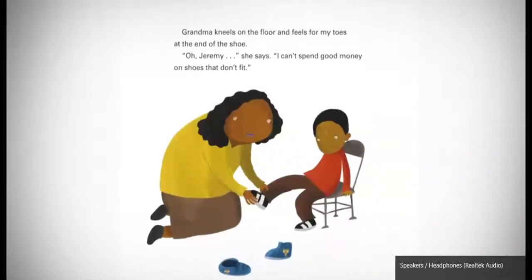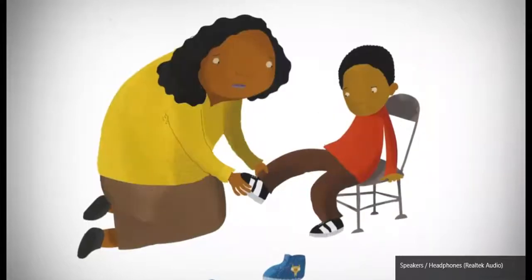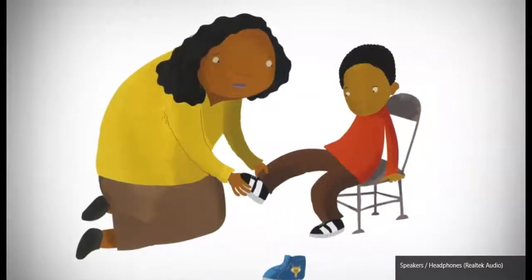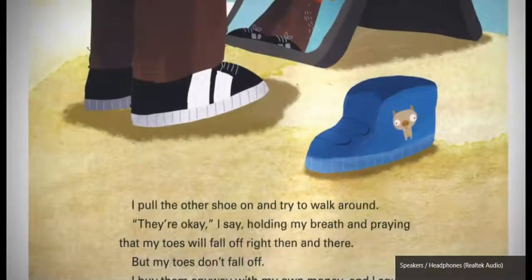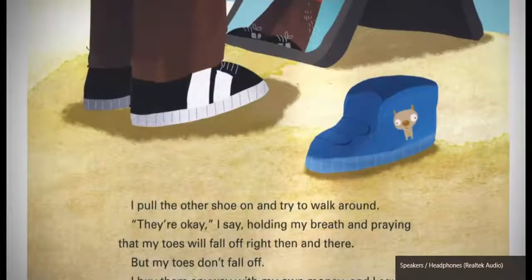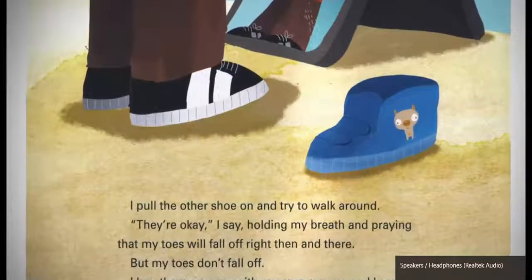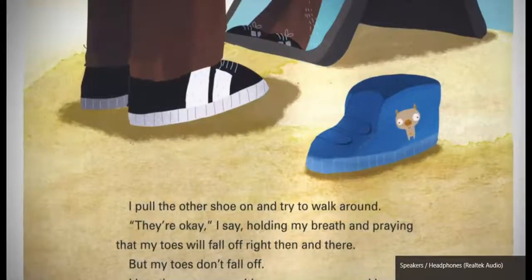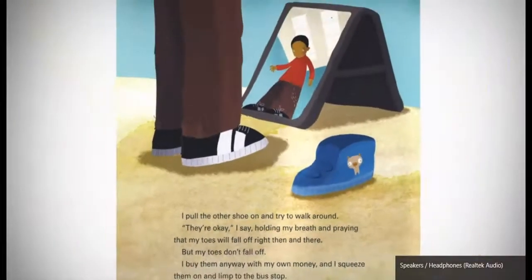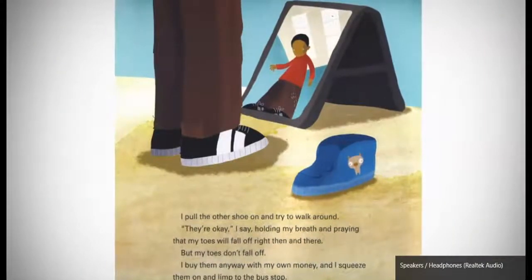Grandma kneels on the floor and feels for my toes at the end of the shoe. "Oh, Jeremy," she says, "I can't spend good money on shoes that don't fit." I pull the other shoe on and try to walk around. "They're okay," I say, holding my breath and praying that my toes will fall off right then and there. But my toes don't fall off. I buy them anyway with my own money, and I squeeze them on and limp to the bus stop.